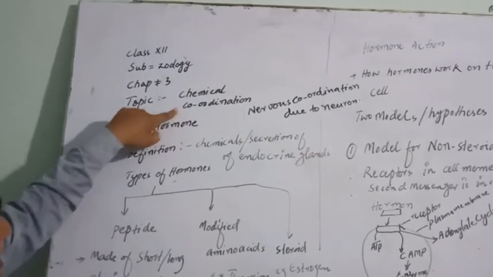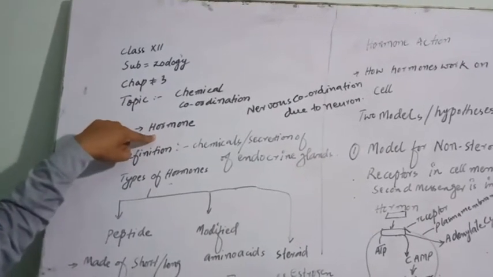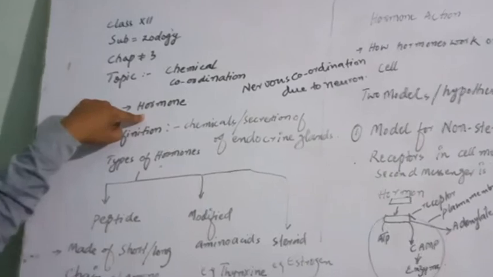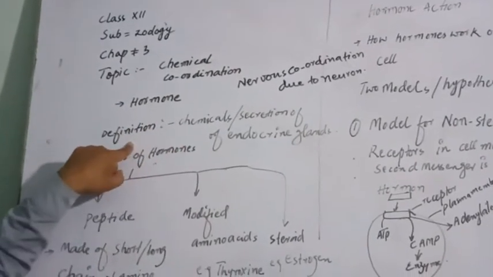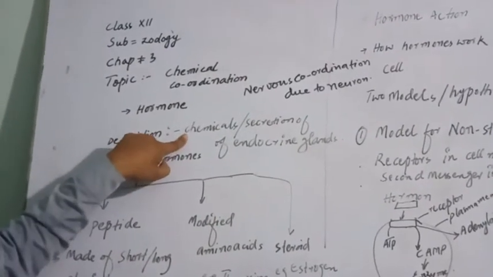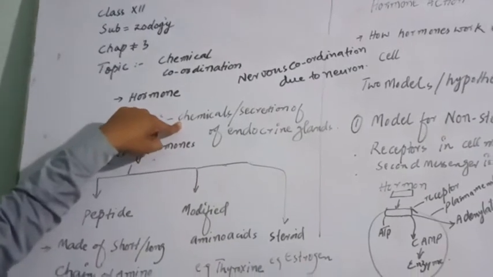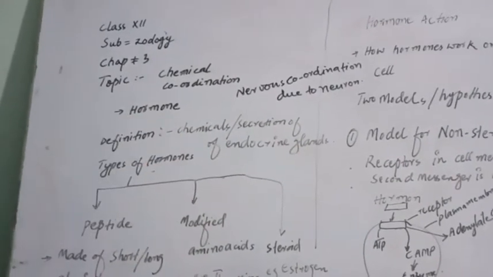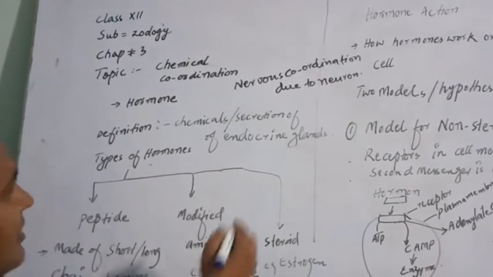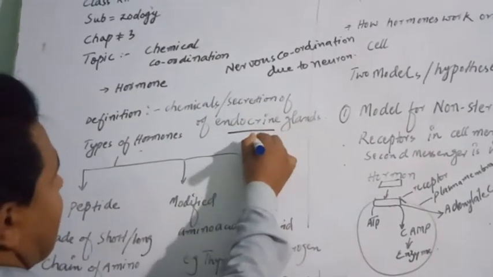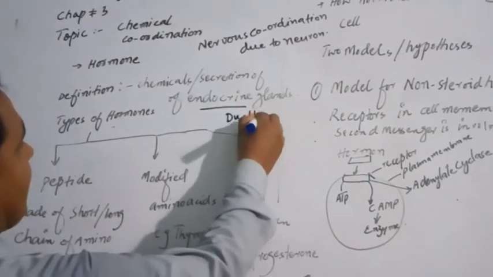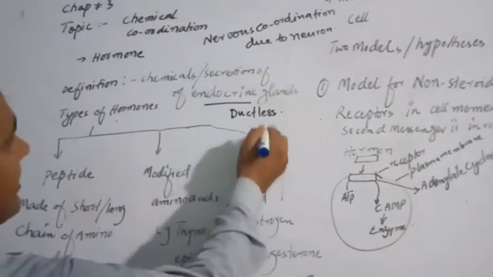There are many chemicals, but here we are restricted to hormones. A hormone is a chemical. These are chemical secretions, and they are secreted from endocrine glands. Endocrine glands are called ductless glands.